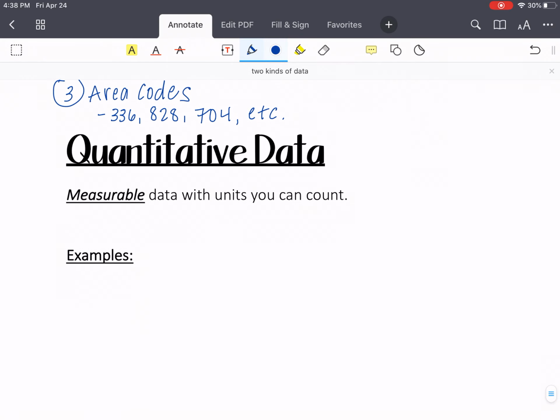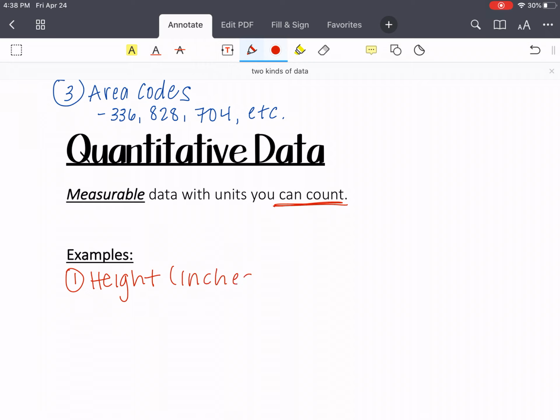So that goes into quantitative. So quantitative is data that you do measure with. It is measurable, that you can count. So an example of this could be your height. And you measure height in inches. So I'm 5'6", so that's 66 inches.